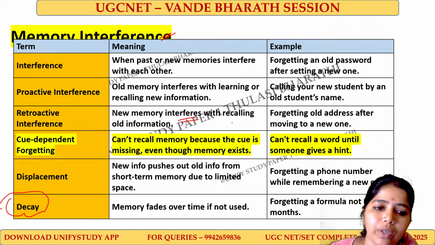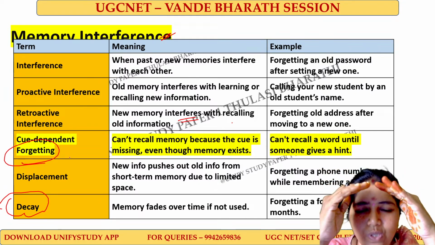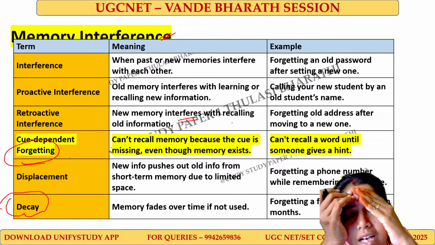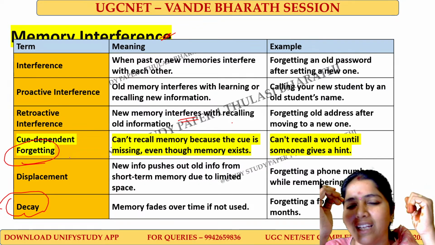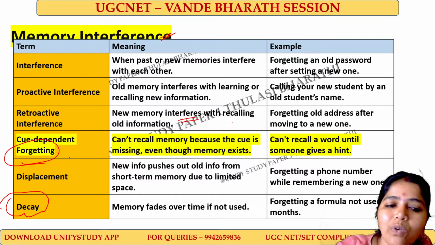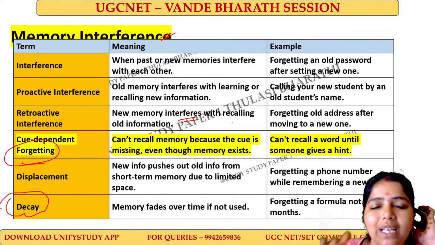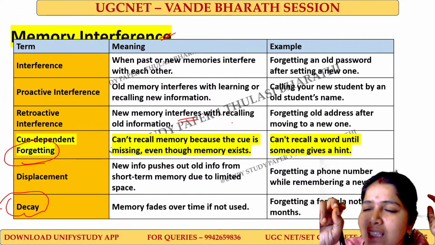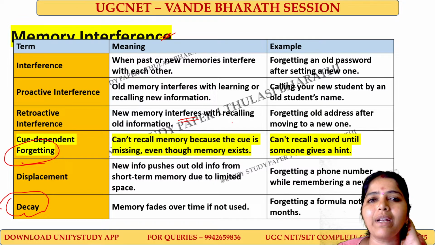Next comes something very important, forgetting. In the examination hall we often have this: I studied this, but I don't remember. I have studied this, but I forget where I studied it. Immediately when a clue comes, you will get it. So it depends on cue-dependent forgetting. I can't recall because the cue is missing. Even though it is stored in our memory, the cue to identify it was missing, and that's called cue-dependent forgetting.